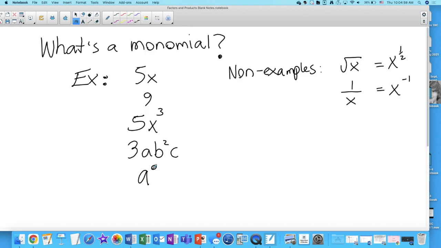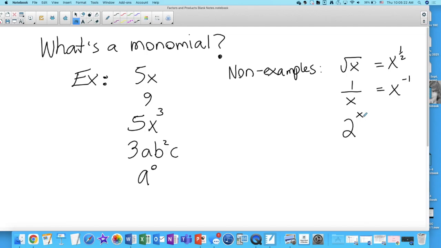That's not a monomial because the variable for a monomial must be in the base position. It cannot be in the exponent position. Okay? This is still an expression. It's called an exponential expression. Okay, so these are all non-examples. So let's put this together into a definition.